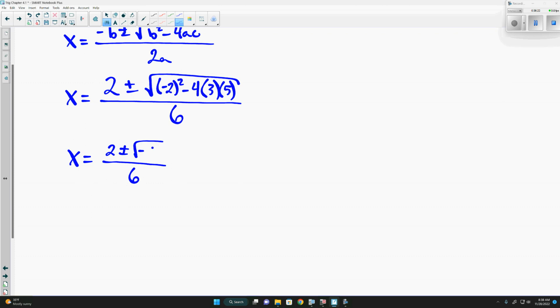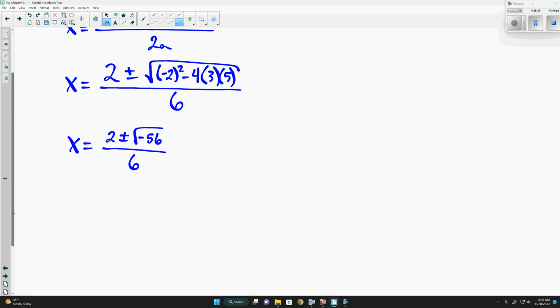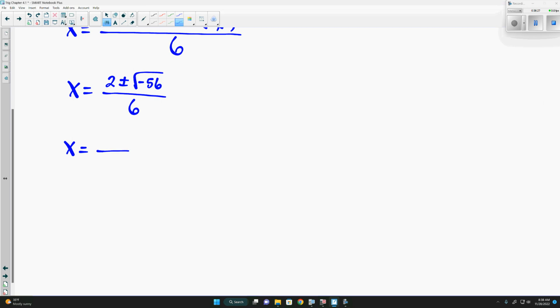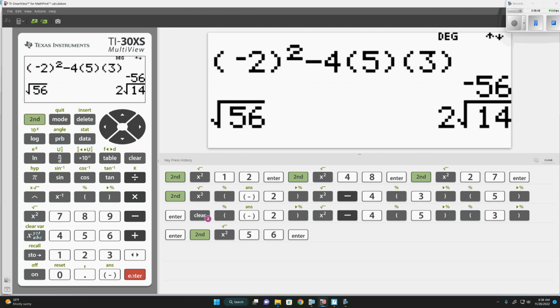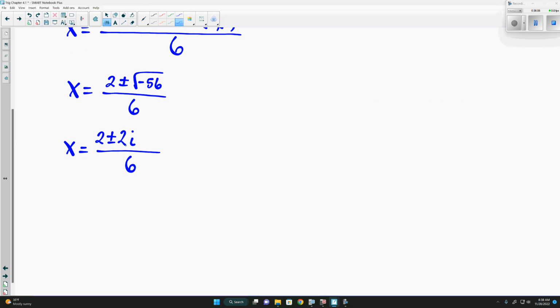So in here we can say the square root of negative 56. Well, we know the negative is going to come out as i, yes? Which really leaves us with what? The square root of positive 56, yes? Now I will come over into this calculator and see what the square root of 56 is. 2 square root of 14. So really, what we have here is 2i square root of 14.